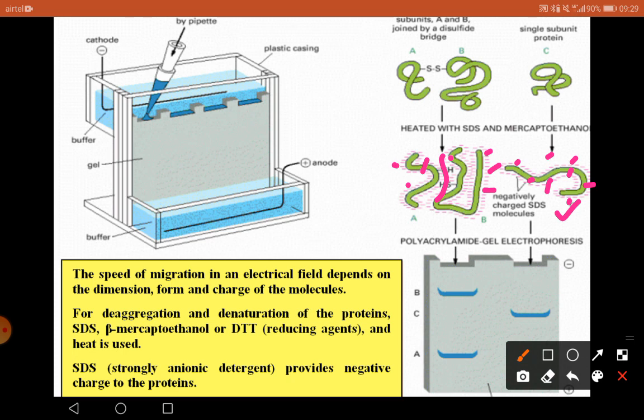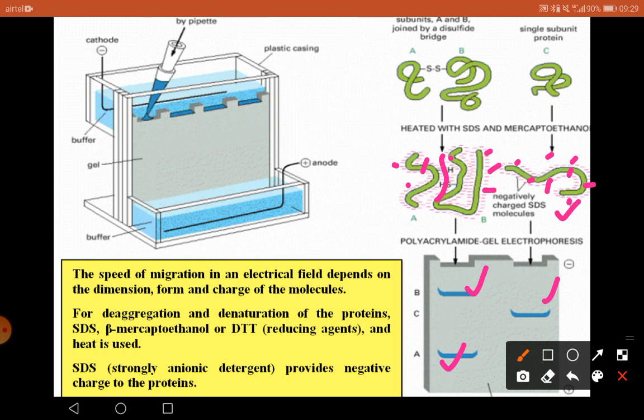Then we load the sample into the well. This is the place where we are going to load our sample. This one has two subunits, A is one subunit and B is one subunit. Here we have only one subunit, the C subunit. When we load this, it gets resolved into two separate bands, one is the B band and another one is the A band. Here we have only one protein, hence we get only one band.